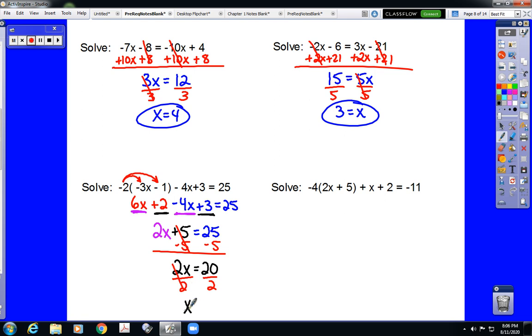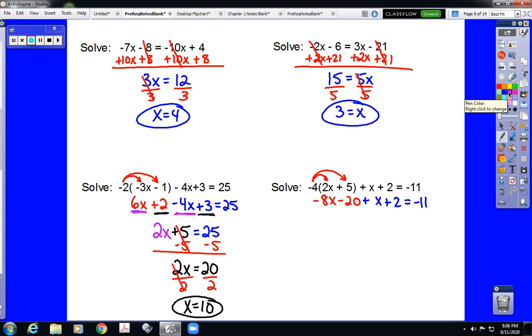Next example is almost exactly the same. Again, I would suggest you pause the video and try on your own if you're learning this for the first time. We're going to distribute the negative 4 as our first step. That would give us negative 8x minus 20. And then we still have plus x plus 2 equals negative 11.